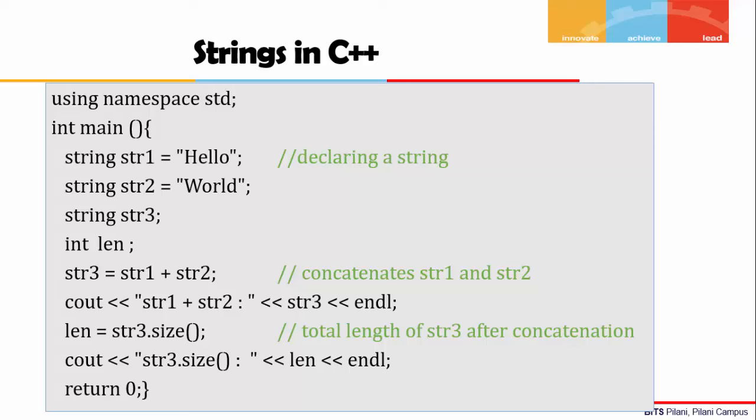Then you want to compute the length of the final string. To take the length of the string, you can use either the length or size function, which are members of the string class. The point to be noted here is C++ is backward compatible with C. So it supports all the functions that manipulate null terminated strings in C, like strcpy, strcat, strlen, etc.